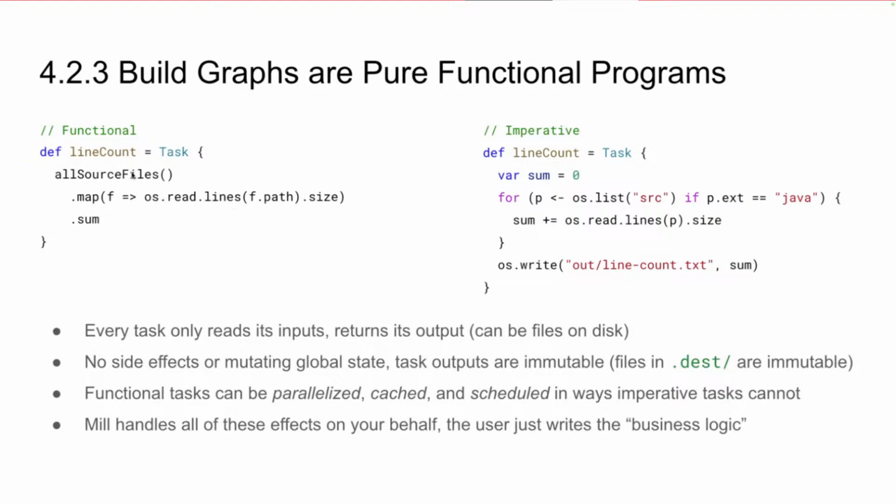And once you have this kind of pure functional task that only reads its inputs and returns its output, it can be parallelized, cached, and scheduled very easily. Like on the right, we don't know who's reading and writing to what file, so you can't really safely parallelize them, because someone's going to conflict and stomp over each other's files. But on the left, we know where they're going to read from and where they're going to write to, and so Mill can safely decide what to parallelize without you needing to do anything. So you just write the business logic here, or the build logic, so to speak, and Mill takes care of all the rest.